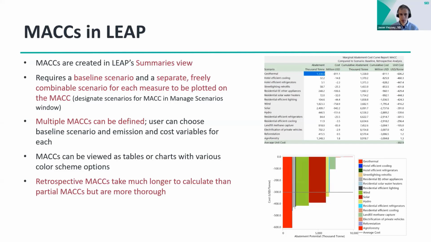You can designate which scenarios are included in a MAC in the Manage Scenarios window, and LEAP's help system goes into this. And you can define multiple MACs in a model, with different emission variables and cost variables for each one. So you can have a MAC for greenhouse gas emission reductions or for, say, sulfur dioxide emission reductions or some other emission variable that's of interest to you. You can then choose when you calculate it whether you want to calculate using the partial method or the retrospective method. The retrospective method takes longer to calculate because you have to look at many different iterations, possible combinations of the scenarios. And the results can be viewed in graphical form like you see here or tabular form.